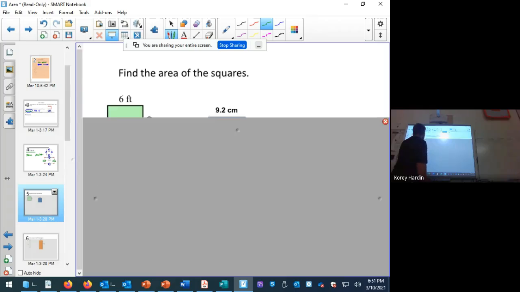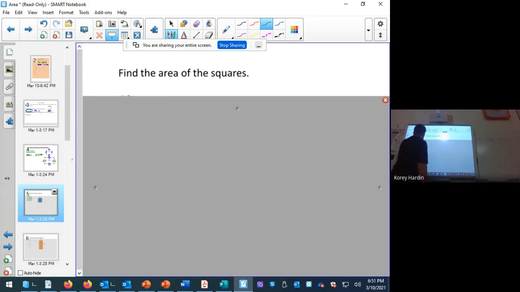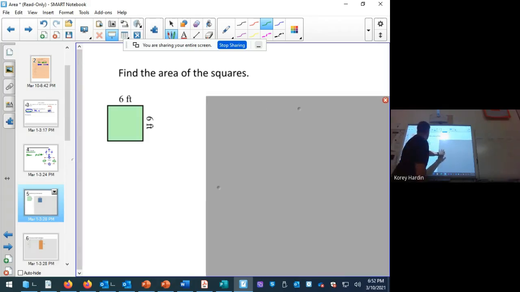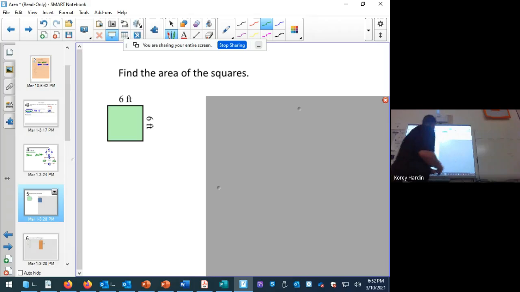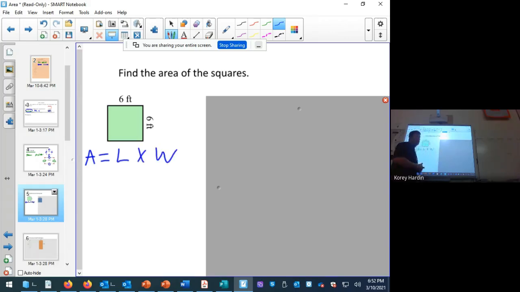I've got a square first. Okay? So when you see a shape, the first thing you do is identify the shape, that's a square, and then you write down the formula of that shape. A equals length times width. All right? And then you just fill that information in.